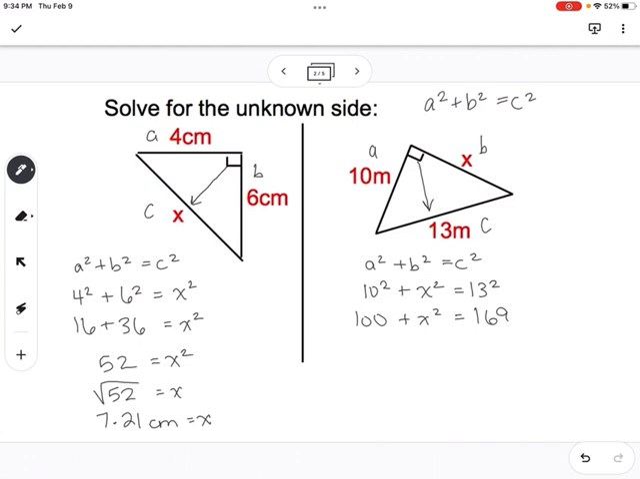Now we want to get x by itself, so the first thing we want to move is the 100 to the other side. When it gets moved to the other side, it's going to become a subtract. So we'll have x squared equals 169 minus 100. Our x squared is equal to 69. And getting x by itself, again, moving a square to the other side becomes a square root. So we want the square root of 69. And we get an answer of 8.31 meters.